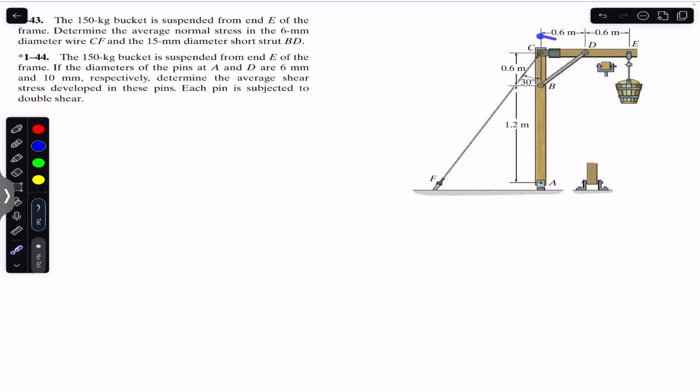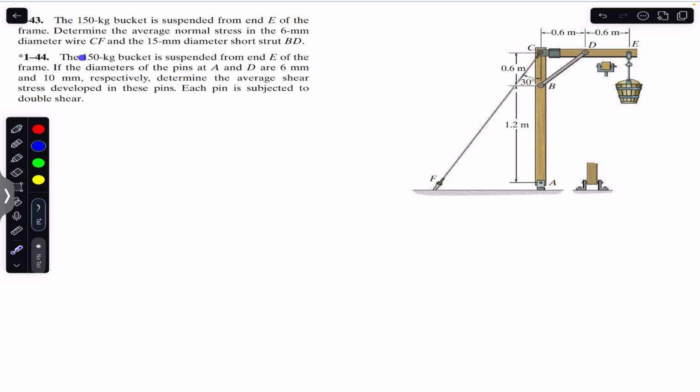Now, we are going to solve these two problems which are related to this figure. The problem says that the 150 kg bucket is suspended from end E of the frame. Determine the average normal stress in the 6 mm diameter wire CF and the 15 mm diameter short strut BD. So, we are asked to find the average normal stress in this wire and the average normal stress in this strut in the first part of the problem.